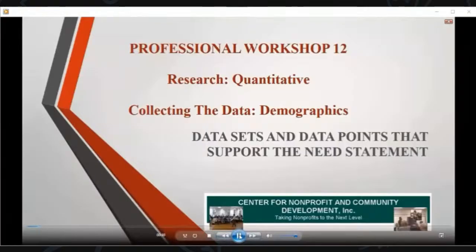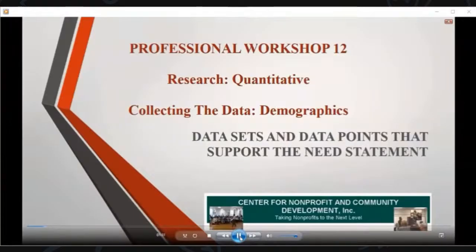Now, the other type of research is called qualitative data. We're going to talk about that probably in workshop 14. Today's focus is going to be on quantitative data as it relates to demographics. So there are different types of quantitative research that we can use, but today's is going to talk about demographics.